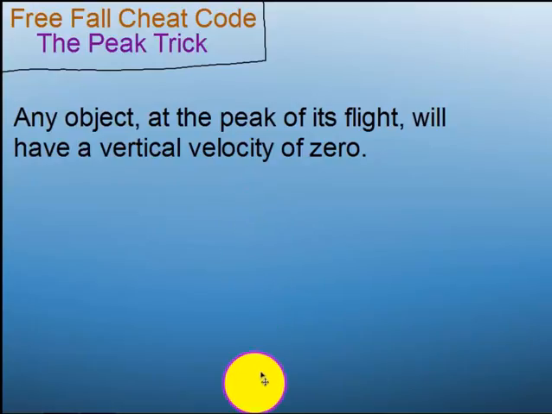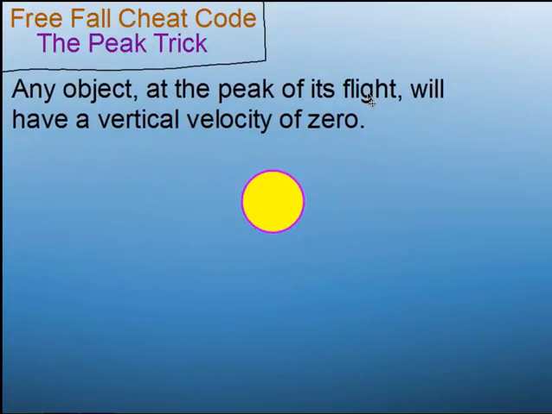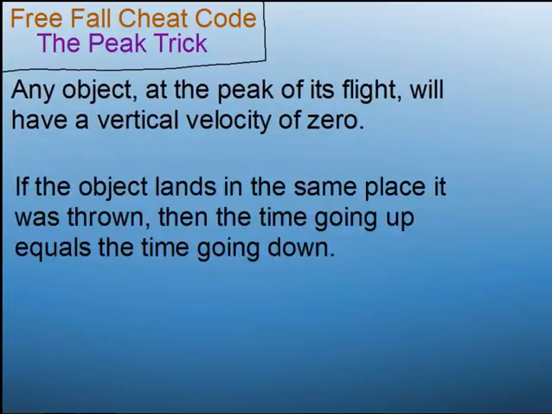But the peak is a very interesting location because of this information, because we know that the object's neither going up nor down. It's changing directions. A second big point I want to make here is if the object ends up landing at the same height that you threw it from, then the amount of time that it spent going up to reach the peak will equal the amount of time that it spends going back down to the ground from that peak. Those two times are equal. The first half of the flight is spent going up, and the second half of the flight is spent going down. And that's a really, really cool shortcut for us.